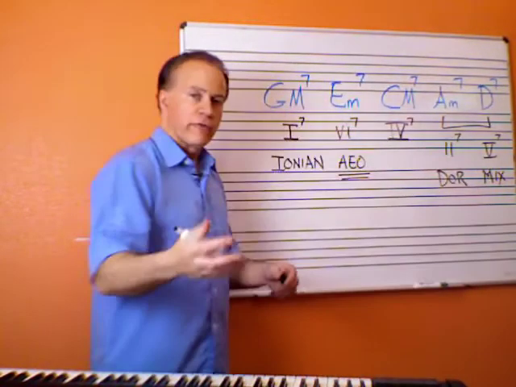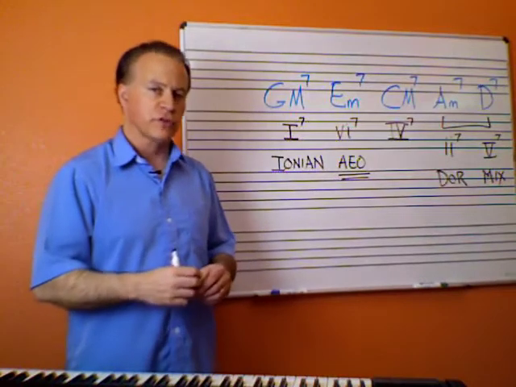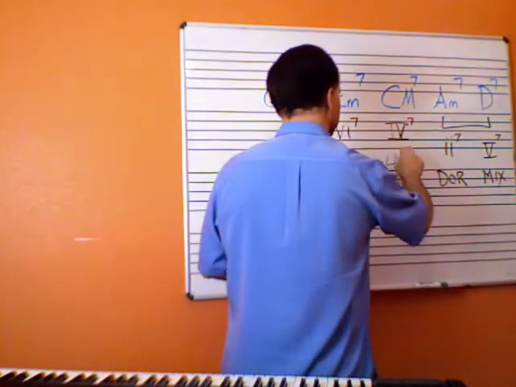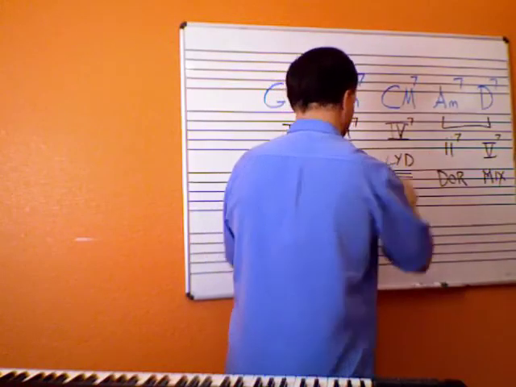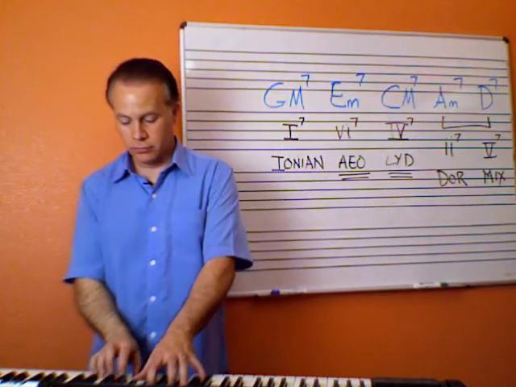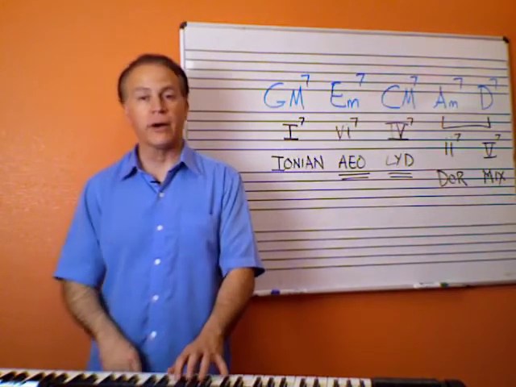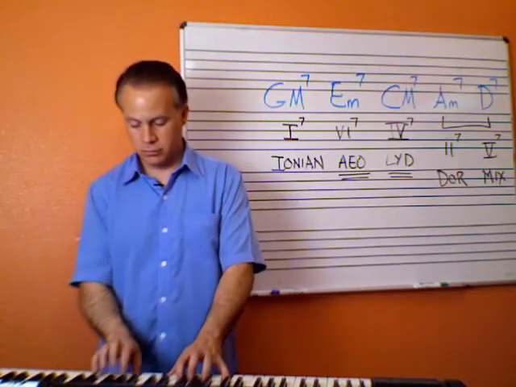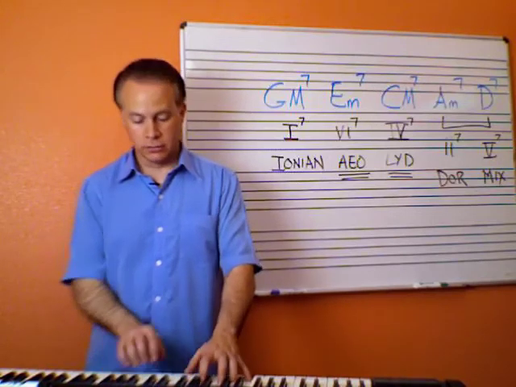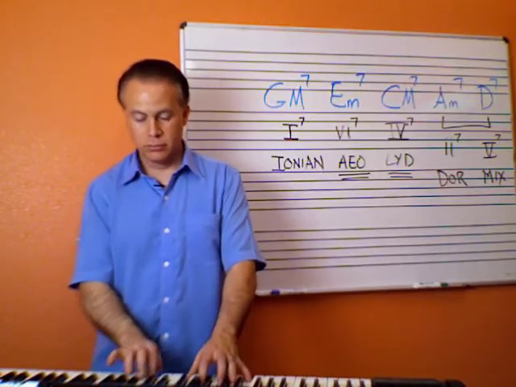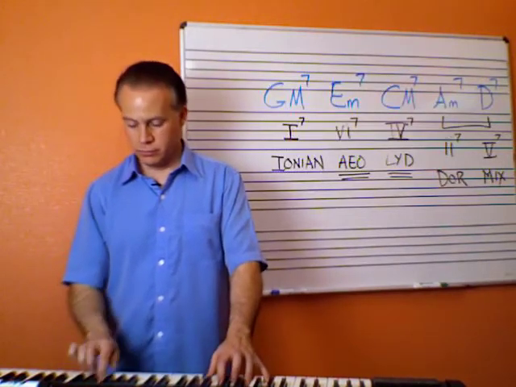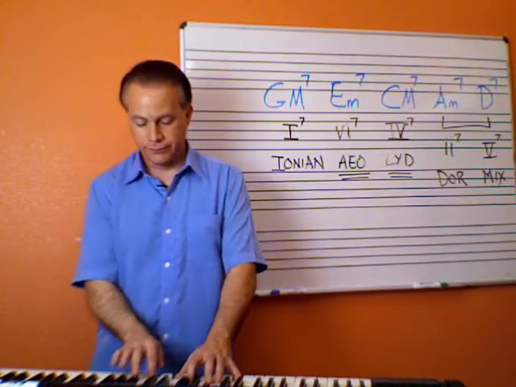So remember, if you have a major 7th on 4, it's pretty much functioning like a 4 chord, and so we would use Lydian there. G major 7th, Ionian. E minor 7th, Aeolian. C major 7th, Lydian. Dorian on the 2. And Mixolydian on the 5.